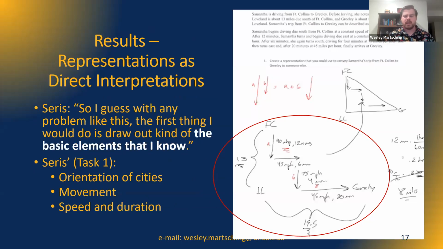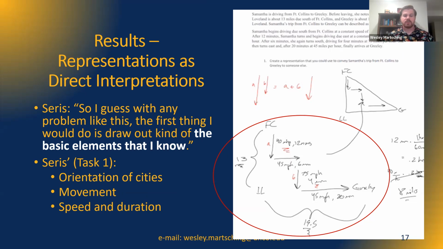So I'll go through some examples of each of these themes. The first one has Series responding to the first task, which said create a representation that you could use to convey the car's trip from Fort Collins to Greeley to someone else. And Series said, I basically just drew out the basic elements that I know.